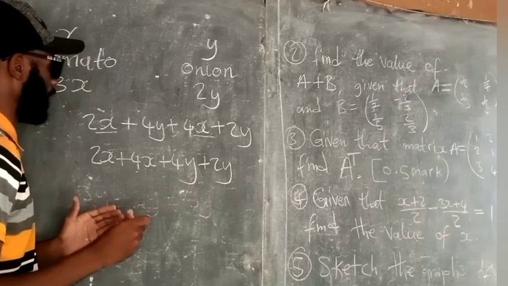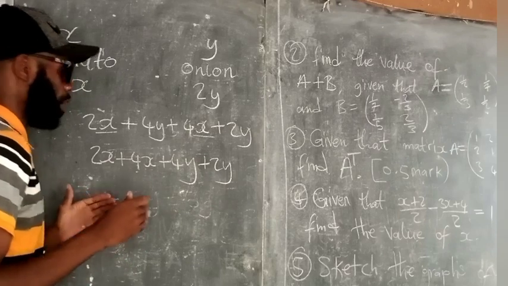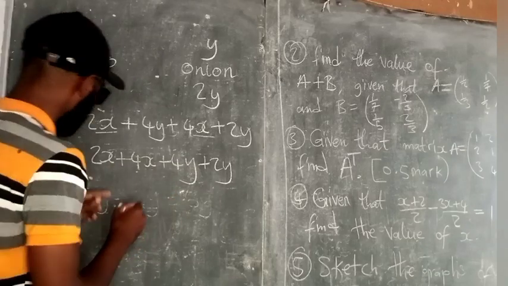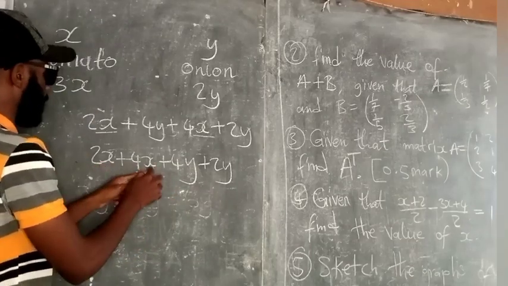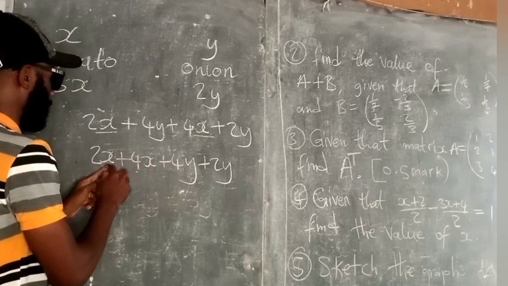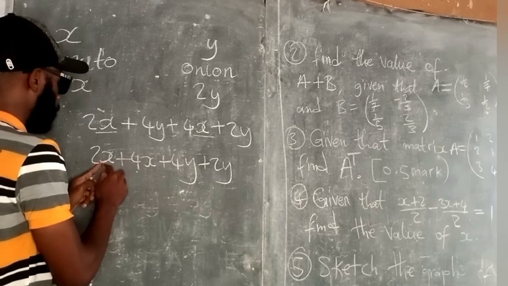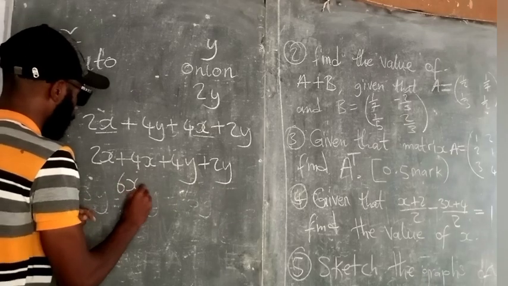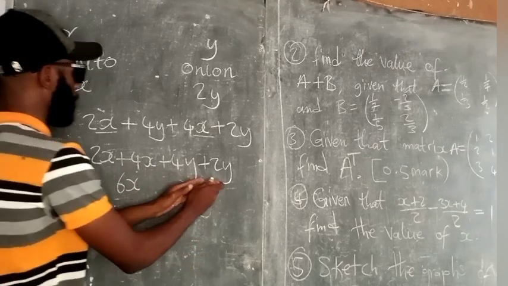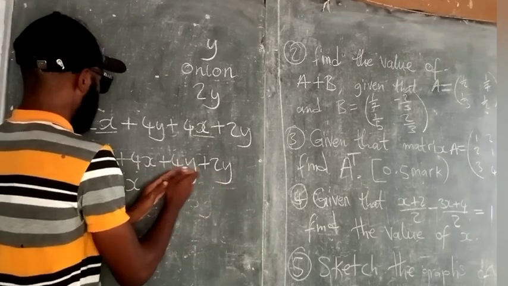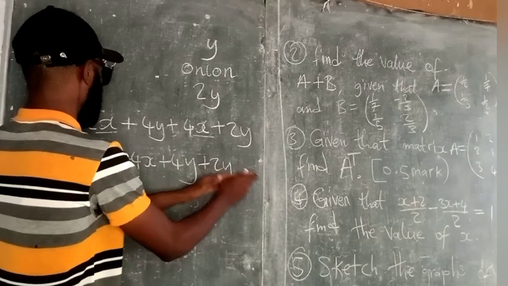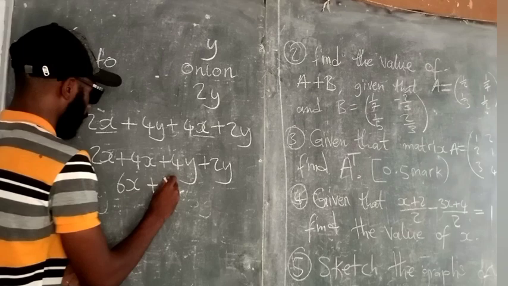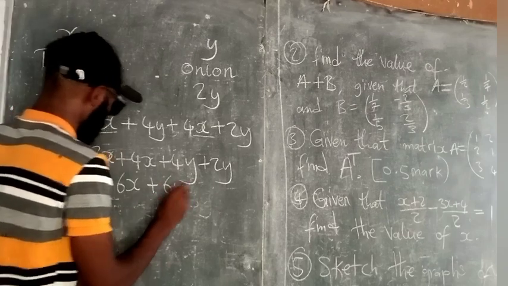Now let us see if we can add something. Things which can be added are called like terms. So here we have 2x and 4x. So these are exactly the same. They are both tomatoes. So 2 tomatoes plus 4 tomatoes, we get a total of 6 tomatoes. Then this side we have the onions, 4 onions plus 2 onions. We get a total of 6 onions, like that.